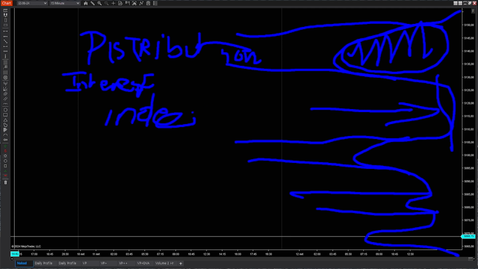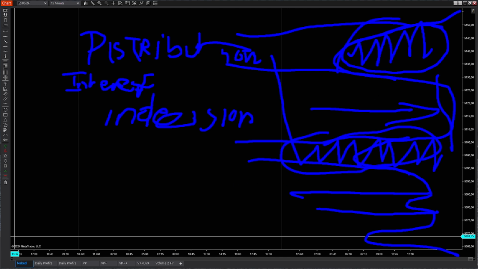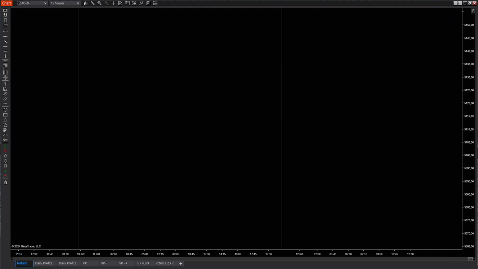The low volume nodes are the decision points. Price tends to go rapidly through them to find places of distribution or interest. These are the ones where we trade, and the low volume nodes are the ones that I tend to look at. So how does that look in real life?